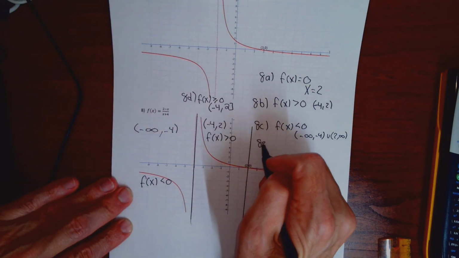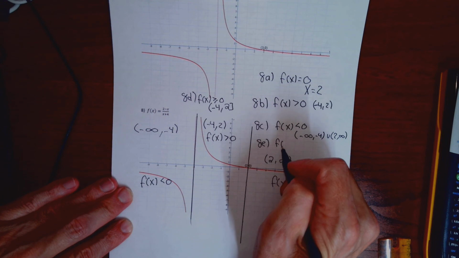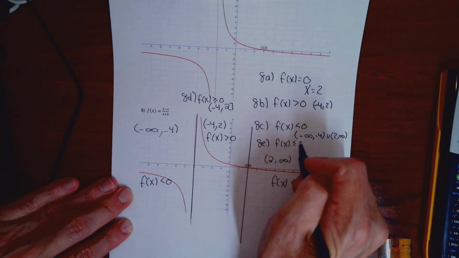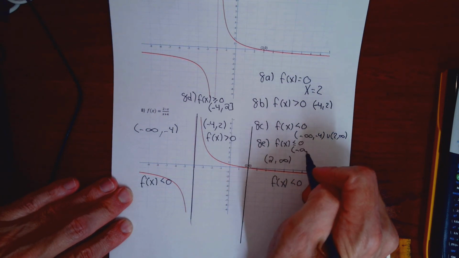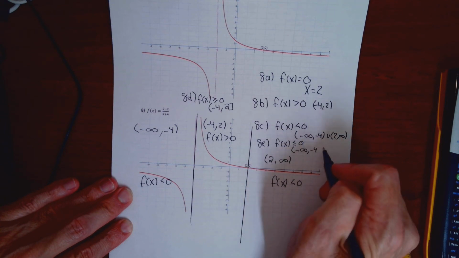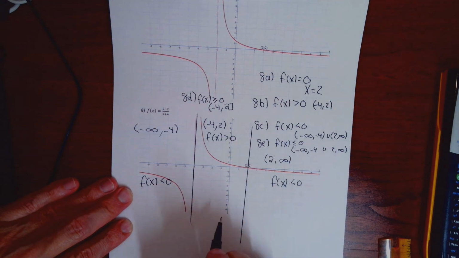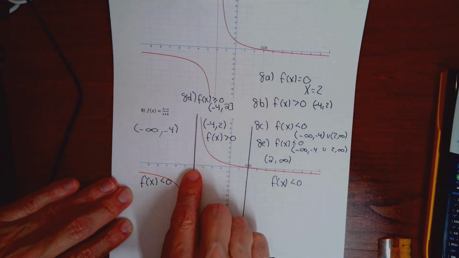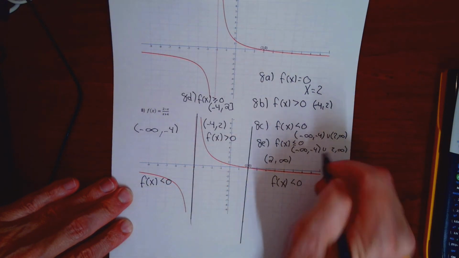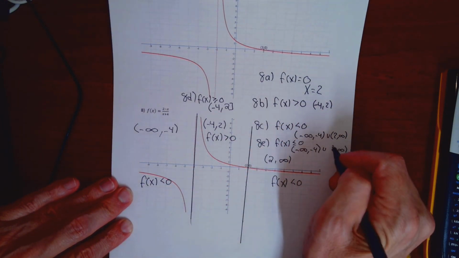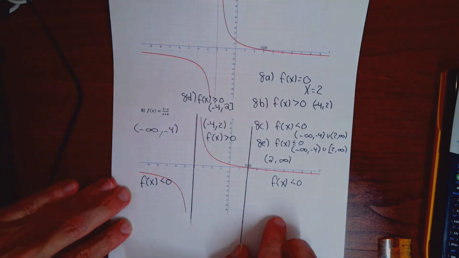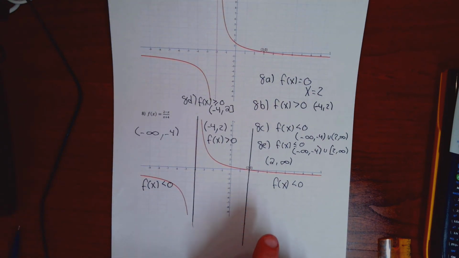Lastly, when I go to do 8e, it's basically the same answer as C. But I need to get the right brackets on the numbers. The -4 is going to remain a round bracket because there's no point -4, 0. The 2 is going to get a square bracket because there is a point 2, 0. And that's the entire section.